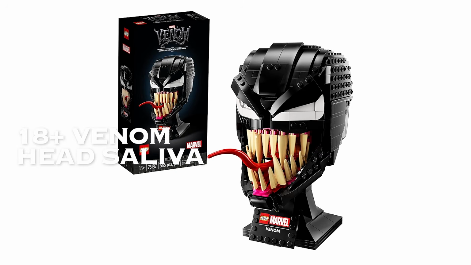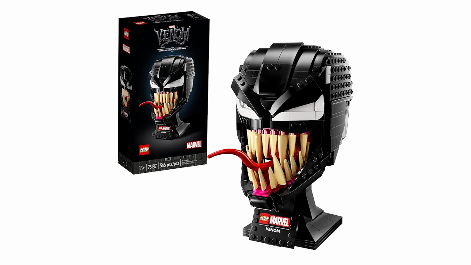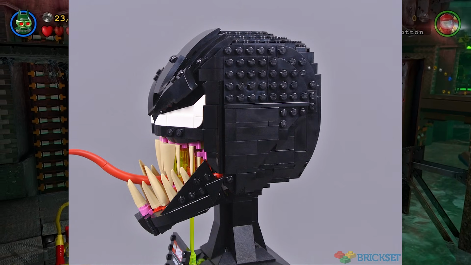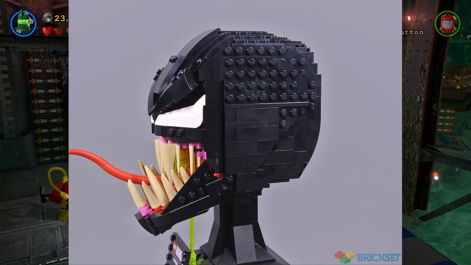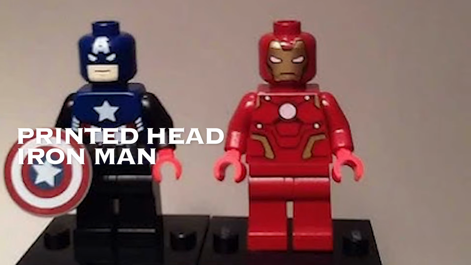Plus Venom head saliva. The Venom headset has these neon green pieces inside the mouth, which are pretty difficult to notice at first. I didn't even notice this until researching this entry, but it's supposed to represent Venom saliva, which is a cool touch.